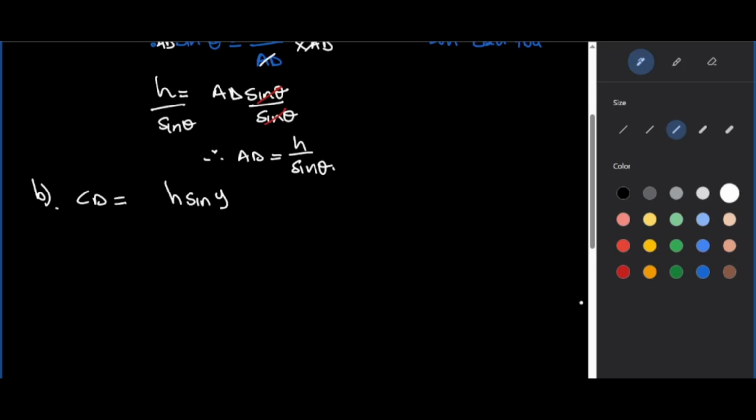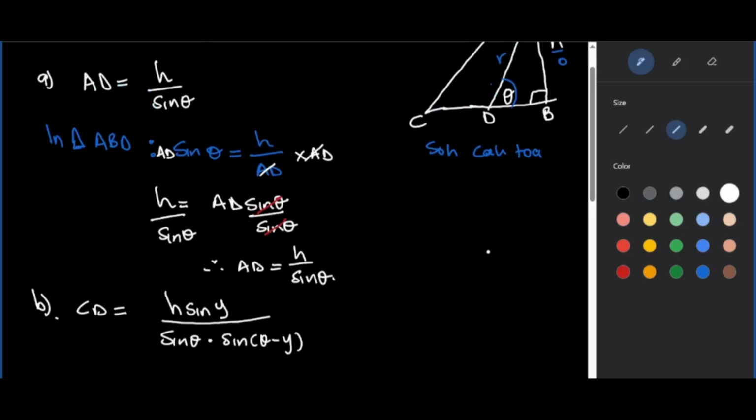They want us to prove that CD equals H sine y over sine theta, multiplied by the sine of theta minus y. So this is what they want us to prove. Do you think we can manage to do this? Sure. Together, yes, we can work on it.